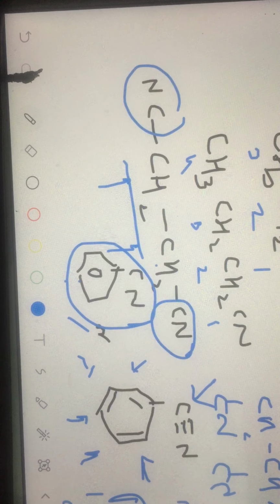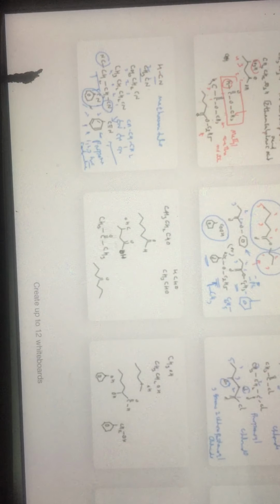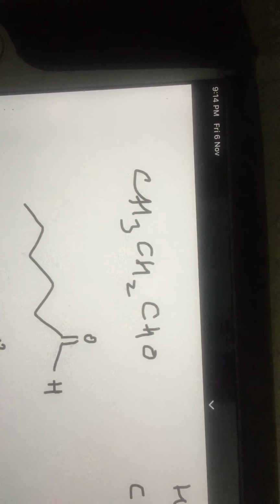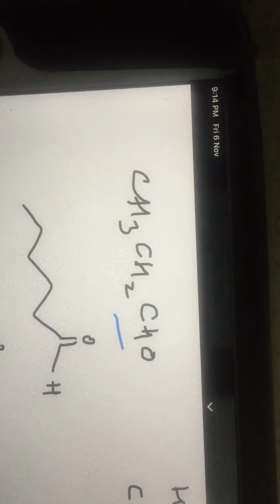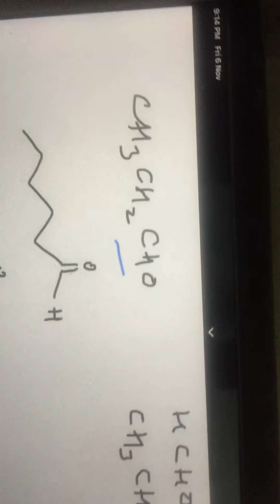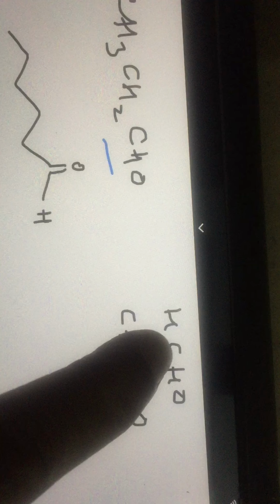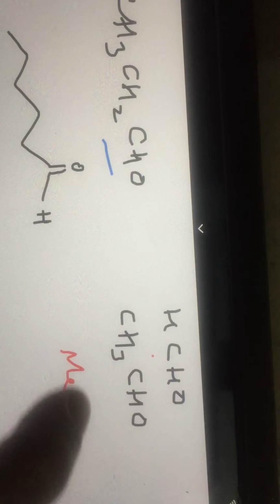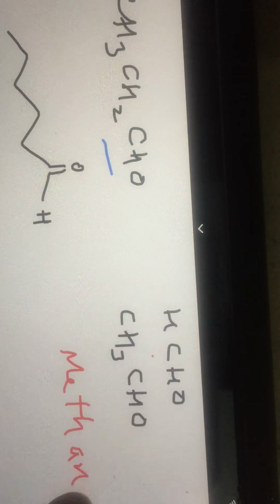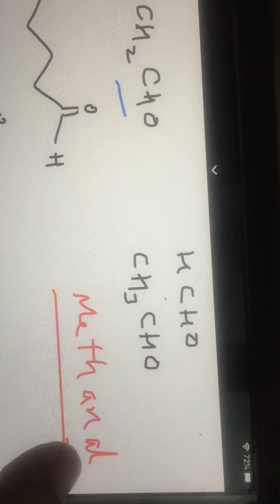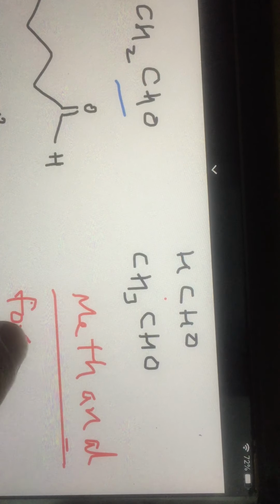Now let us explore further. This compound has the CHO functional group. Anything that has the CHO functional group is called an aldehyde, and this compound also has the CHO functional group, with only one carbon, so it is called meth, because of one carbon, and al. The name ends with al. Methanal. Common name is formaldehyde.